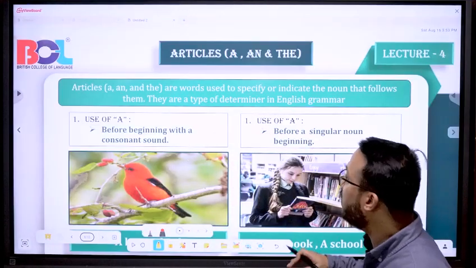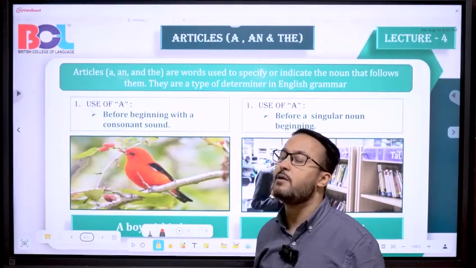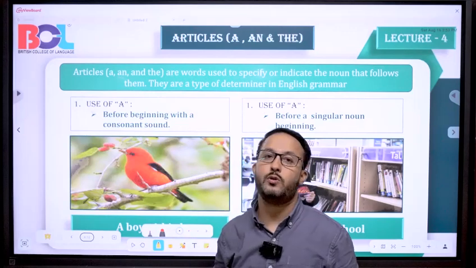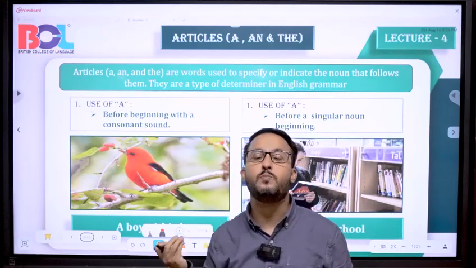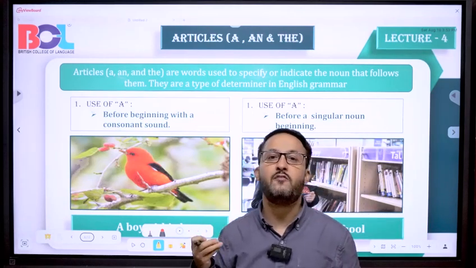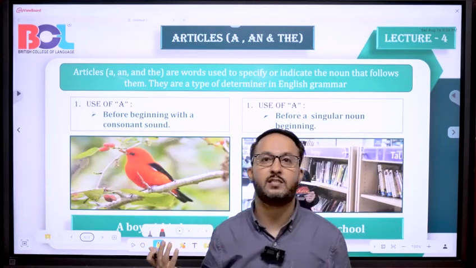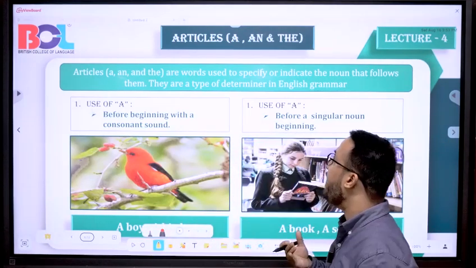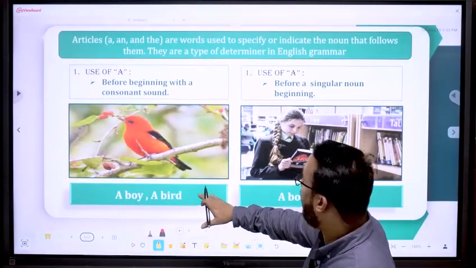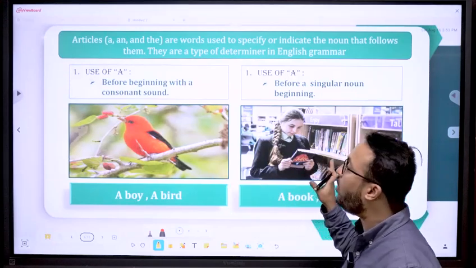Now, if we see further, we say a before beginning with a consonant sound. As I already mentioned in the beginning of the video, a is used whenever there is a consonant. A always is used before a consonant. Any word starting with any alphabet other than the vowels is always considered a consonant. So before that, we always use a, and before a singular noun in the beginning, we also use a: a boy, a bird, a book, a school, because these are all indefinite and these are all consonants.